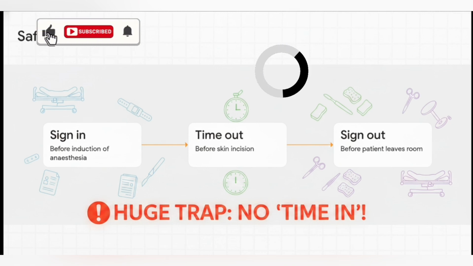Sign-in happens before the induction of anesthesia, जब patient ward से OT complex में shift होता है. यहाँ हम identity, site, procedure and consent verify करते हैं. Then comes timeout. This is exactly before the skin incision. And finally, sign out, which happens right before the patient leaves the operating room, जहां instruments or sponge count check करते हैं.